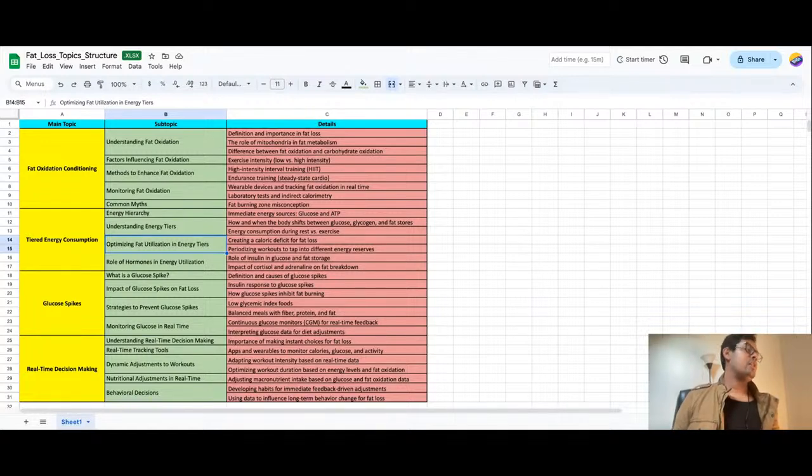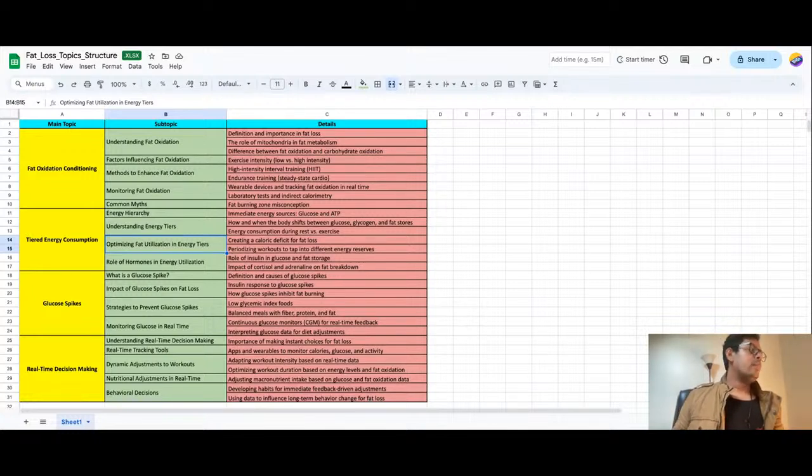You need to make nutritional adjustments. You can adjust your macronutrient intake and meal timing based on your real-time energy needs. This ensures that the body has the fuel it needs without hindering fat loss.